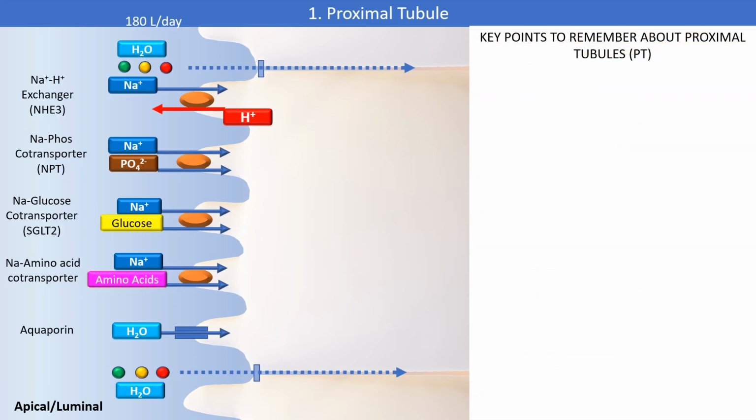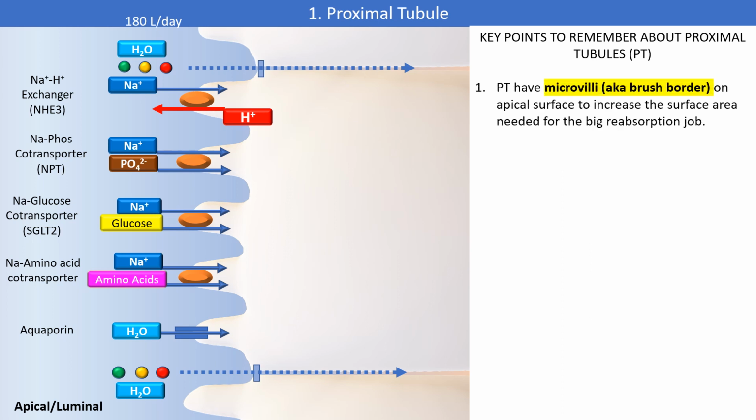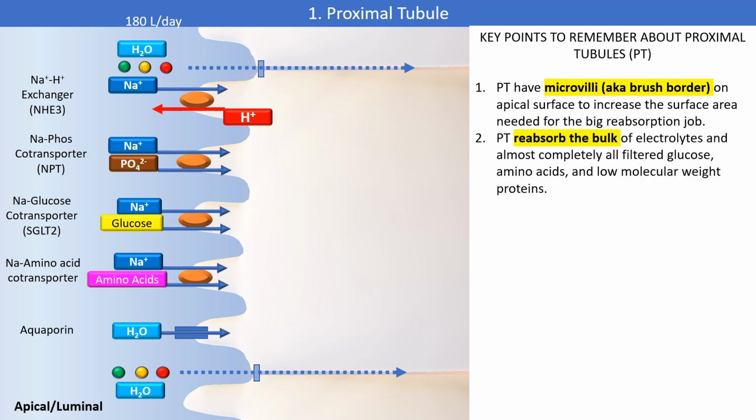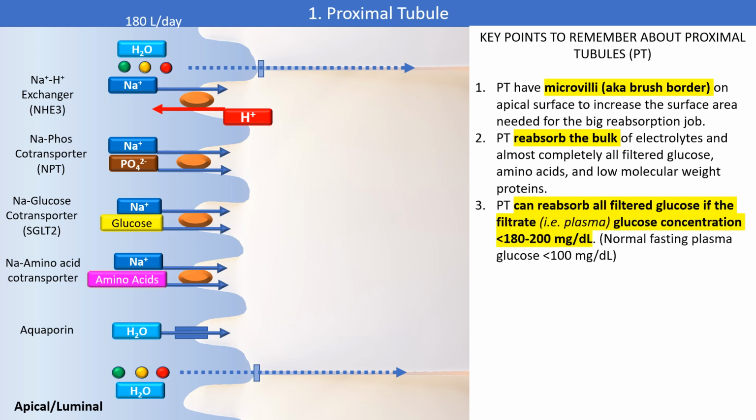Key points to remember about proximal tubules. Proximal tubules have microvilli, also known as brush border, on apical surface to increase the surface area needed for the big reabsorption job. Proximal tubules reabsorb the bulk of all electrolytes and almost completely all of filtered glucose, amino acids, and low molecular weight proteins. Proximal tubules can reabsorb all filtered glucose if the filtrate glucose concentration is less than 180 to 200 mg per deciliter.